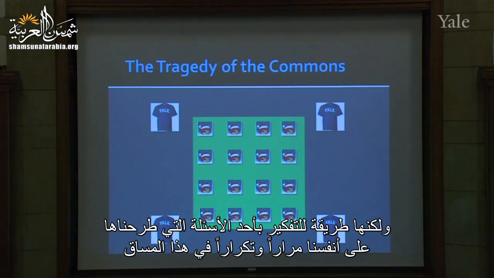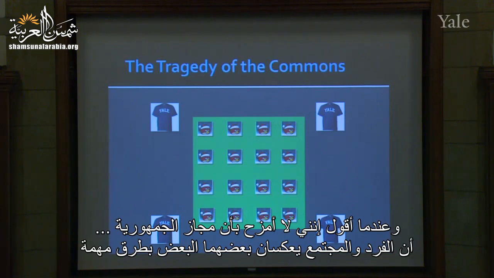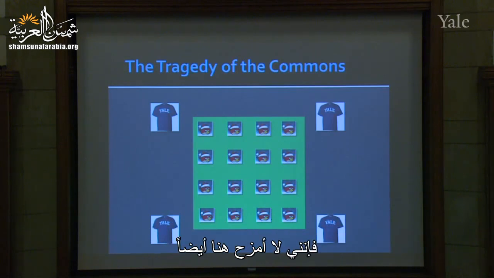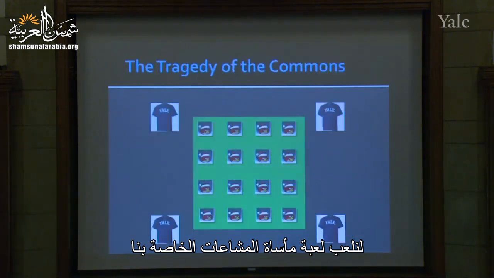It's also a way of thinking about one of the questions we've asked ourselves over and over in this course, which is how do we structure our lives in such a way that our long-term goals are the ones we achieve? And when I say I'm not kidding that the trope of the republic, that the individual and society mirror one another in important ways, here's another place that I'm not kidding. So let's play our own tragedy of the commons game.